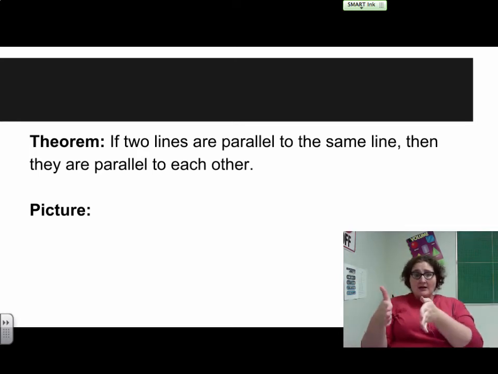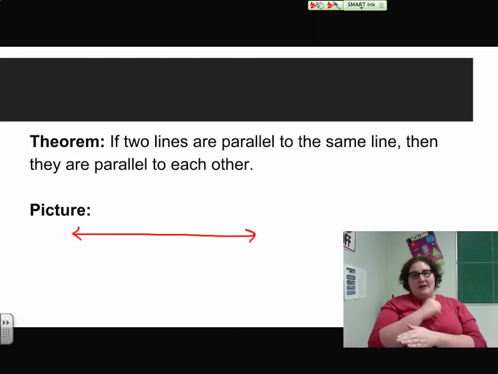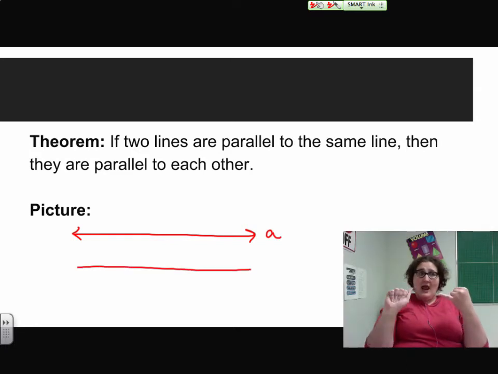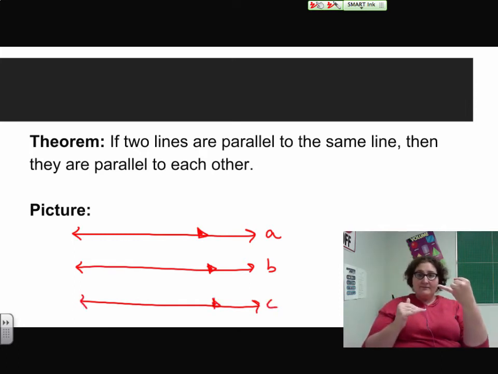Okay, so to draw a picture of this, now excuse my semi-straight lines. If I have line A and I have line B, now there's going to be little red arrows to indicate that they're parallel to each other. If I draw another line that's parallel to line B, we'll call it line C, then that means that line C is also parallel to line A.